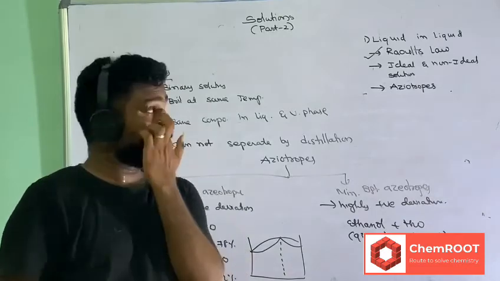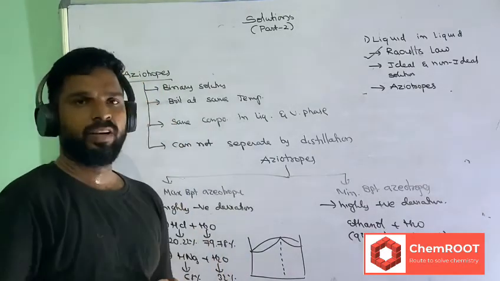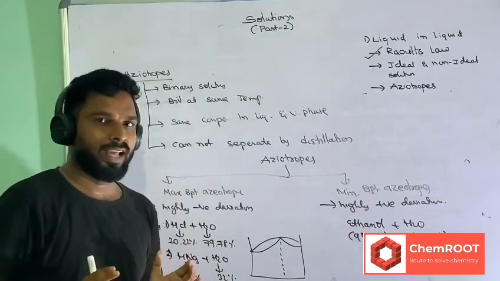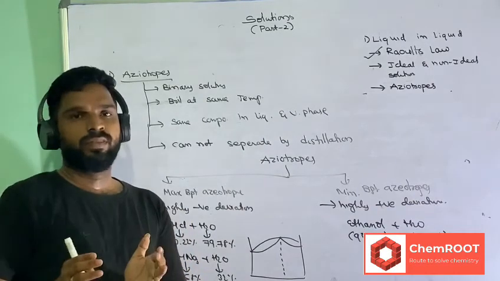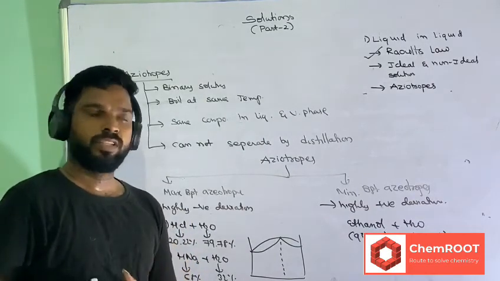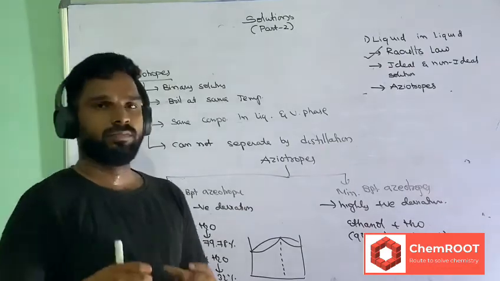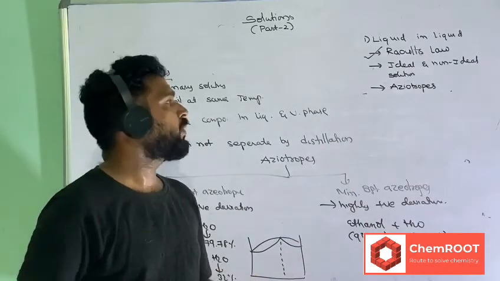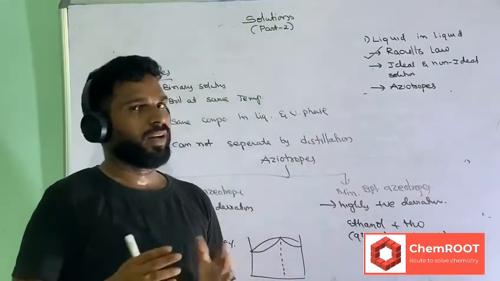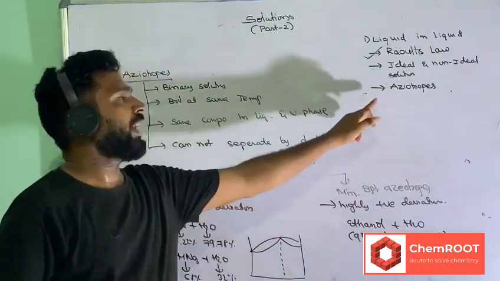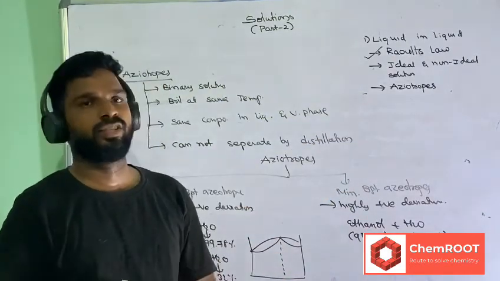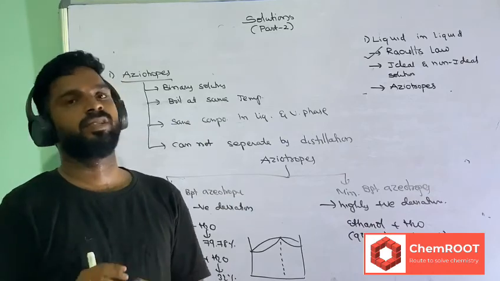So in this part 2 we discussed liquid-liquid solutions and Raoult's law. If volatile liquids are there, in solutions the vapor pressure is directly proportional to its mole fraction, and we discussed related problems, ideal and non-ideal solutions, and azeotropes, their classification, examples and their compositions.